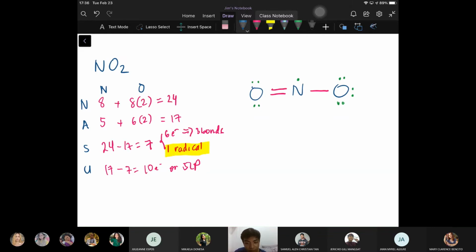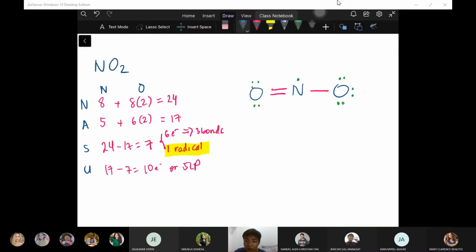Okay? So again, ano gagawin mo? Para malaman mo kung yan ay exemption sa octet rule, you check whether ang iyong available ay odd number. Okay? Pag odd number yan, that means odd number yung shared electrons mo. So, dun sa odd number, mag-minus 1 ka, yung isang yon magiging radical. The remaining electrons will be your bonds. Okay? So, you draw the skeleton, lagay mo yung bonds, lagay mo yung lone pairs, and then you place the radical at the end. Okay?